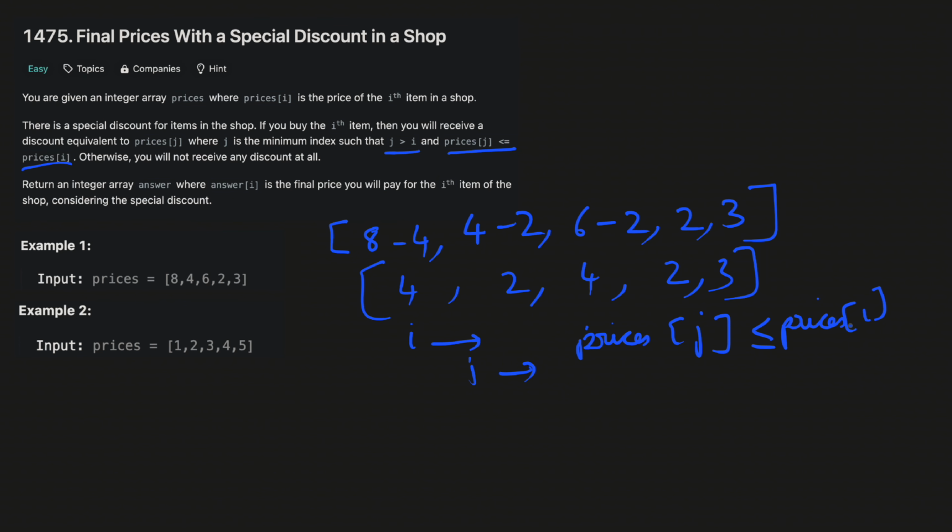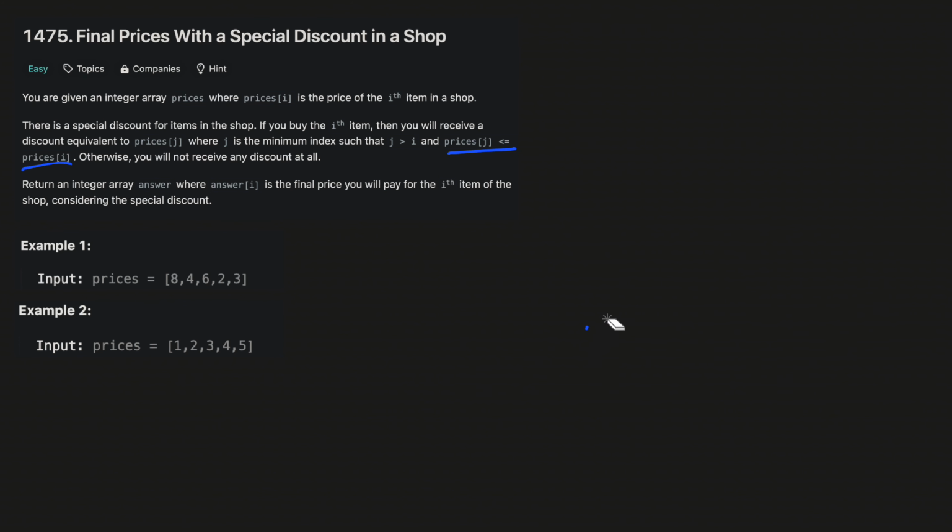Now this approach is simple, but the time complexity of this is O of n square, where n is the number of elements in the prices array. I have covered this approach in detail on my site and you can find the link in the description below. And as it is an easy problem, Leetcode accepts that answer as well. And now the question is, can we do better? And the answer is yes.